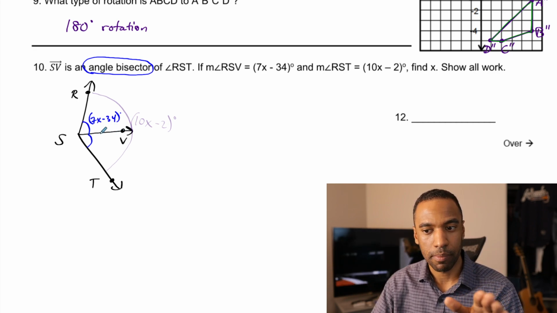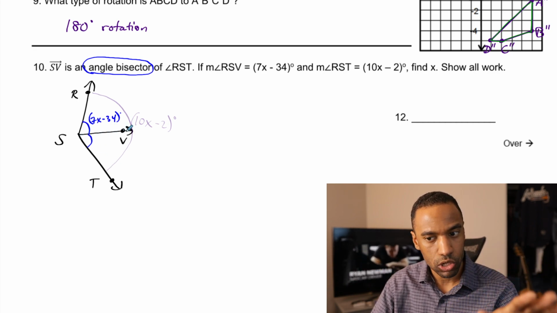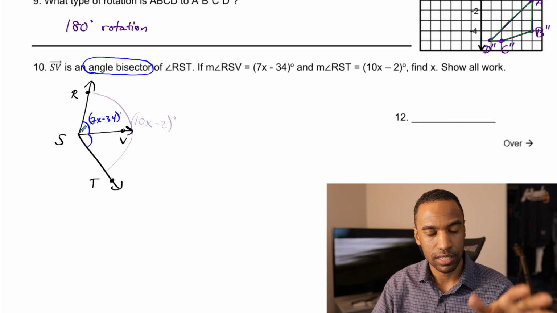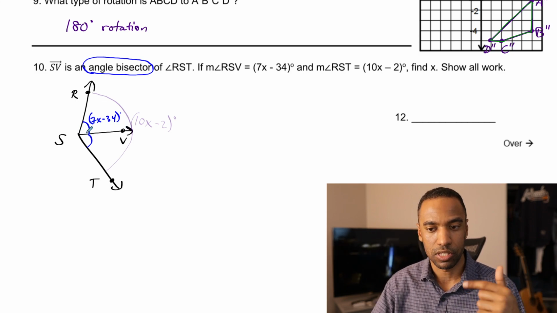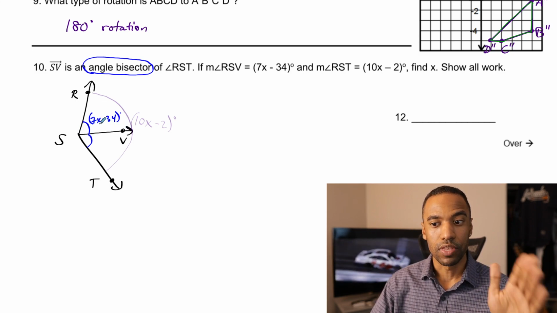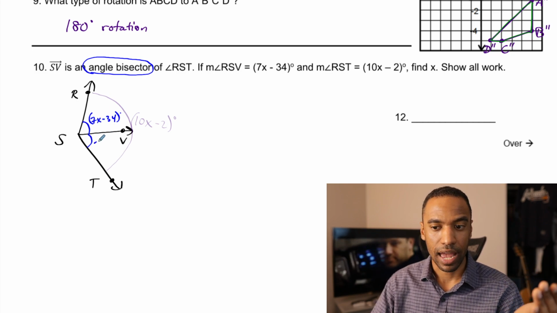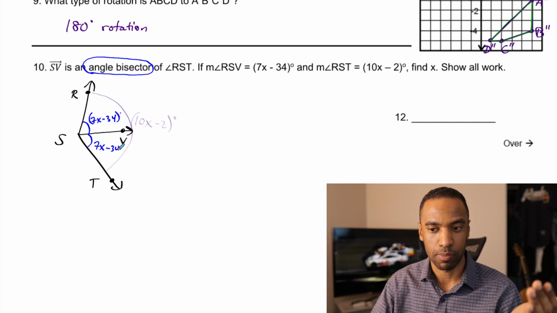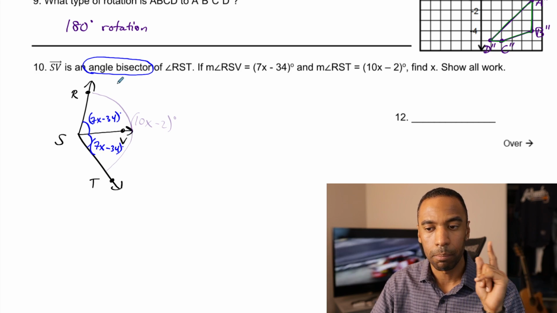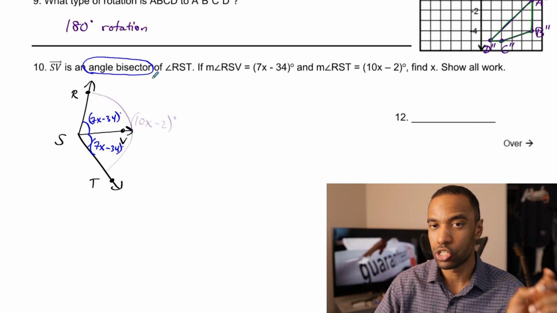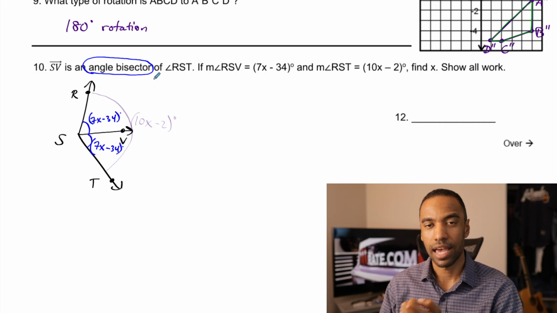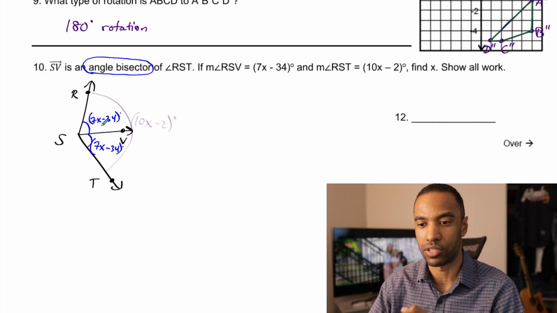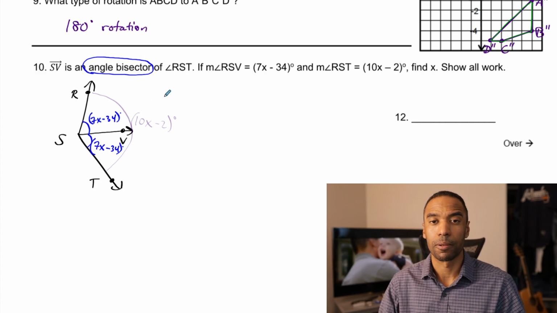They didn't tell us what the measure of angle VST was right here. They never told us, but they did tell us that SV was an angle bisector, which means these are broken up into 2 equal parts. So if this is 7x minus 34, we can absolutely express this as 7x minus 34 as well, because they're equal, because of the angle bisector. You can't just assume otherwise. They tell us that information that's useful for this. So both of these are like 7x minus 34s.